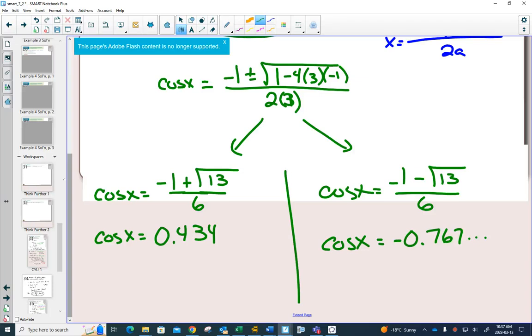So I go cos inverse. I get a reference angle of 1.12. Cos is positive in quadrant 1, and give answers to the nearest hundredth. So in quadrant 1, it would be 1.12. And cos is also positive in quadrant 4, so 5.16.